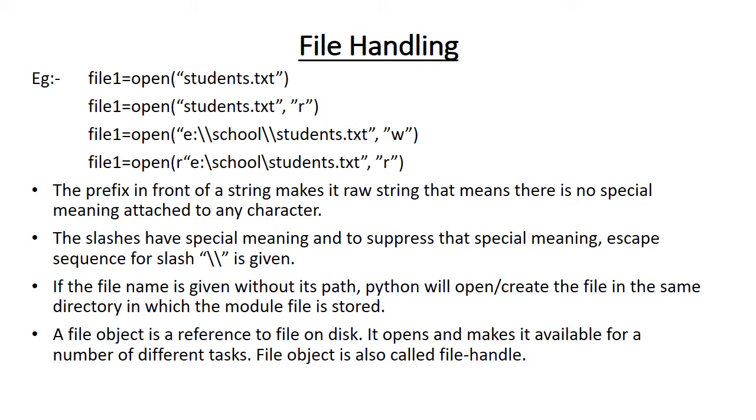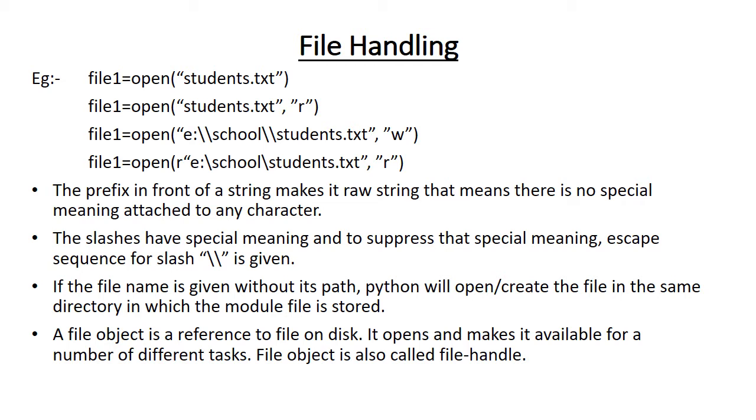That means example 1 is exactly equivalent to example 2. And what is example 2? file1 = open("students.txt", "r"). R means read mode. Like that, you can see the other examples, and the other examples are explained below. For example, the last example, file1 = open(r"E:\school\students.txt") in the read mode.